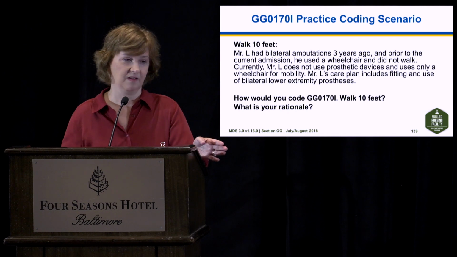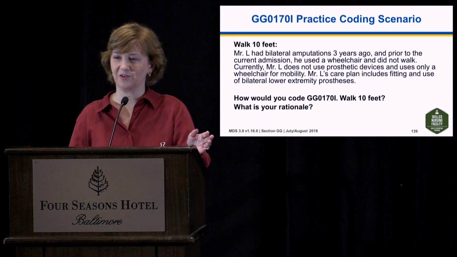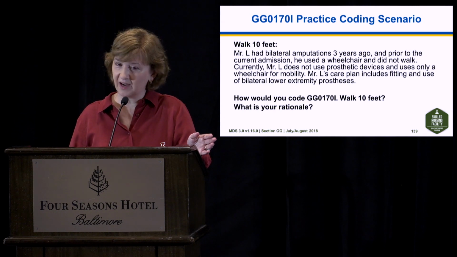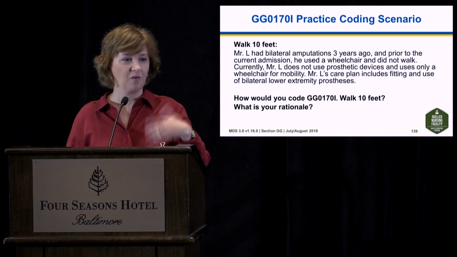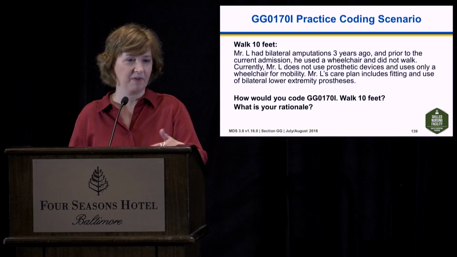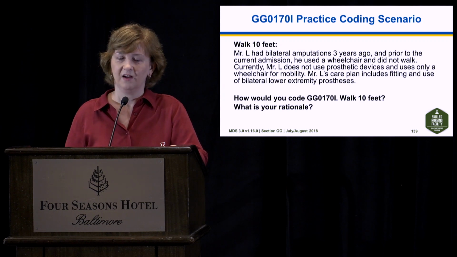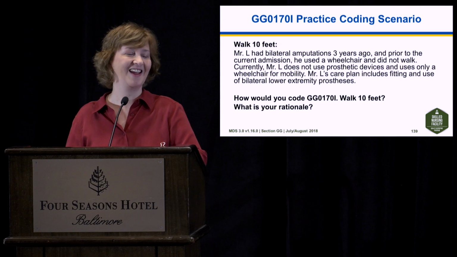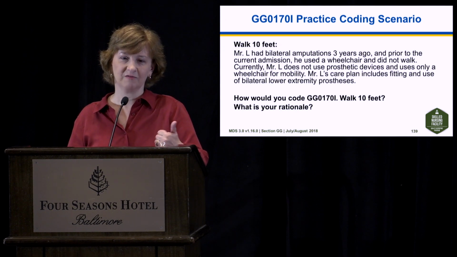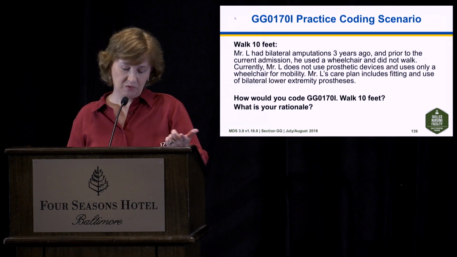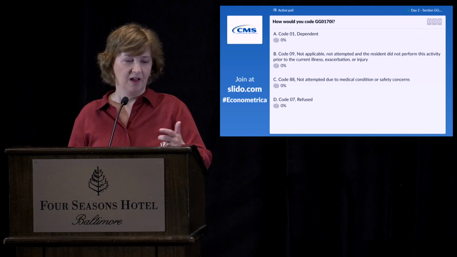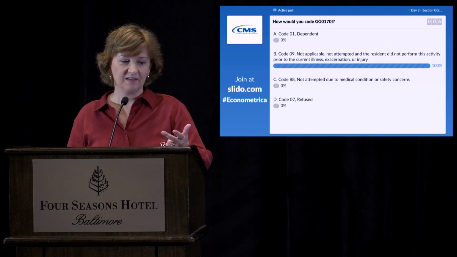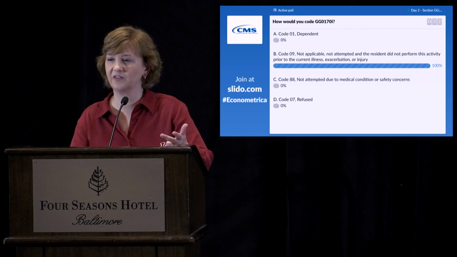In this instance, we put this question in because we do get a fair number of questions about Code 9, and so I want to walk through a little bit more about that code. I think Alice did a great job of explaining it. If a person does not perform an activity, and in this case it says he does not walk, we know we're down to the activity not attempted codes. So the options are refusal, which is code 7. The new 10 code doesn't relate here. 88 is activity not attempted due to medical condition or safety concern.